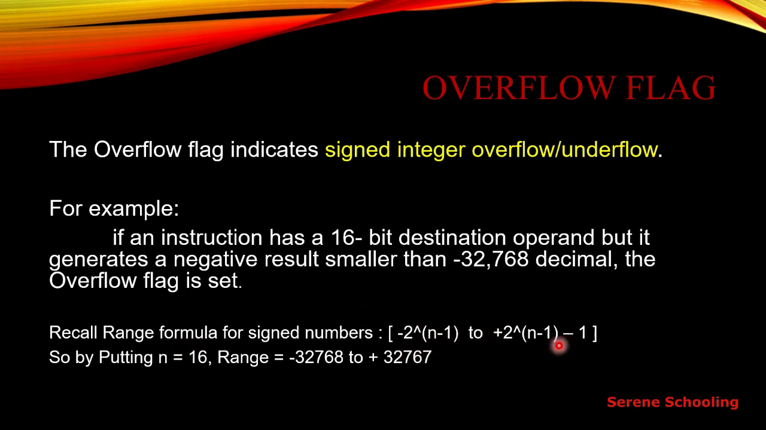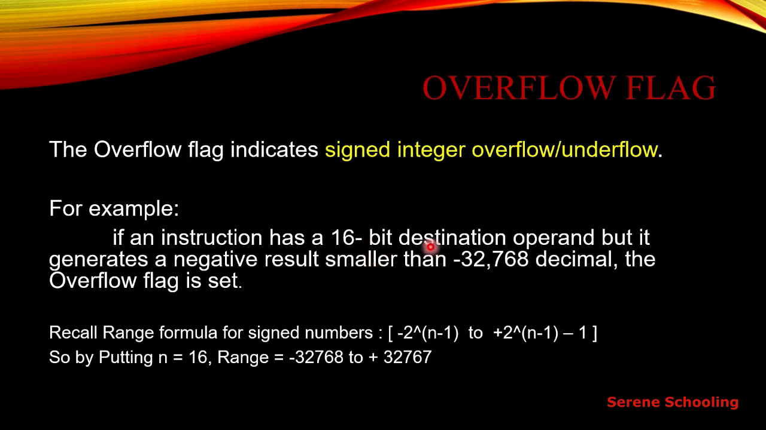Like if in this formula you put the value n equals 16, then 16 minus 1 goes in the power of 2, and we get this result. The range is from this to this. Any number that is lower than this is called underflow, and greater than this is called overflow. Right, now come towards this.